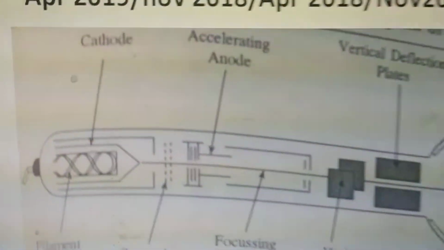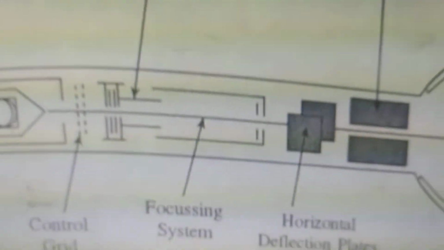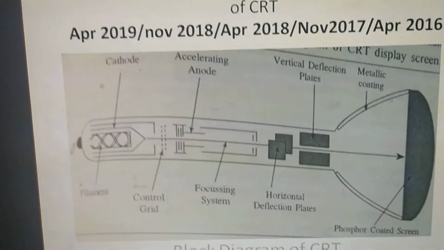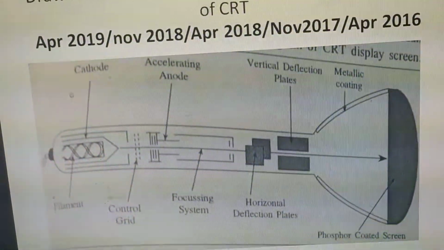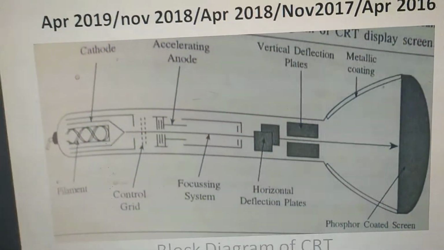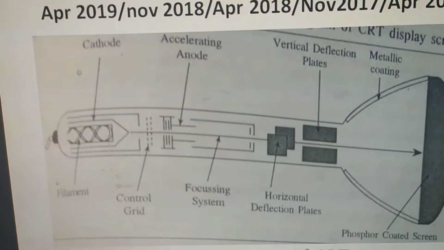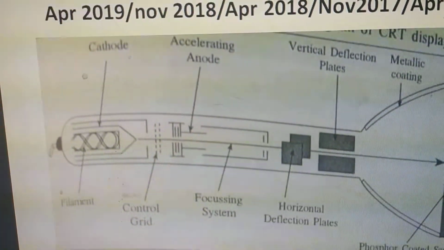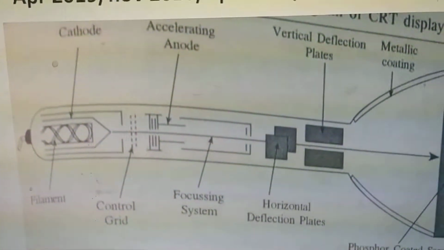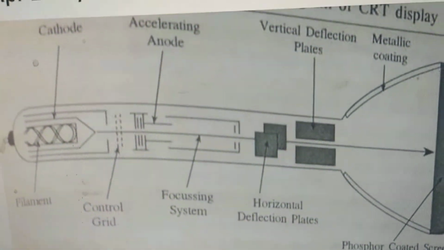The focusing system sees to it that the electrons are completely focused and not distracted while they reach the screen. Okay, then there are horizontal deflecting plates and vertical deflecting plates. These two plates exactly make the electrons focus on the phosphor coated screen.